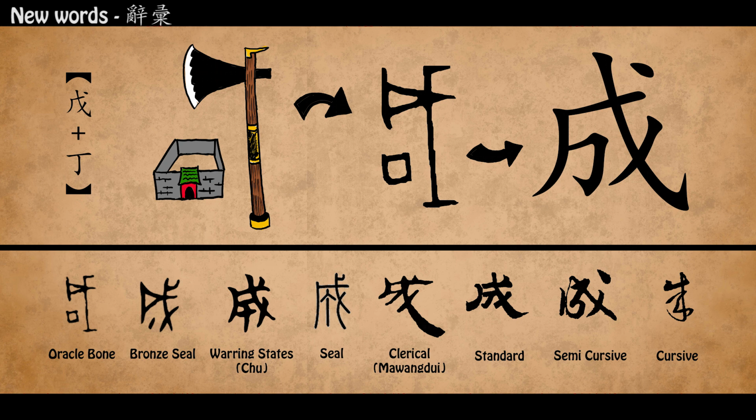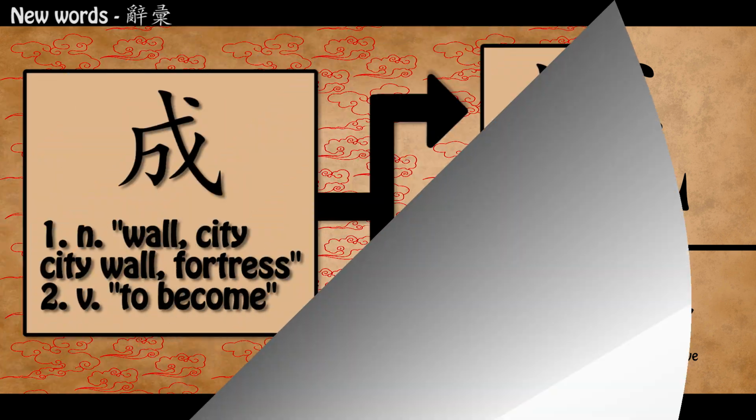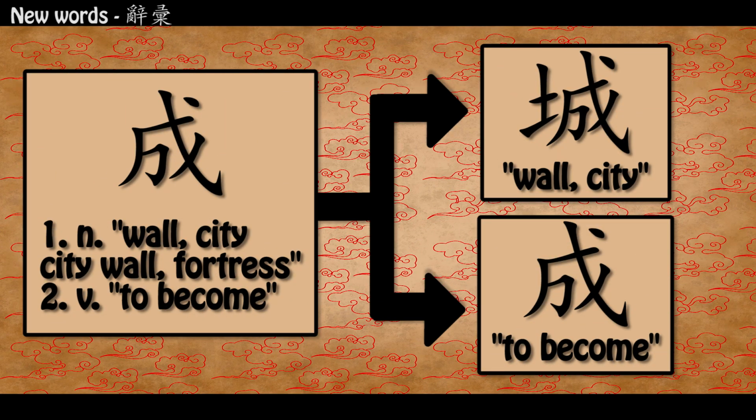In other words, you needed a wall and the weapons to ward said wall with to truly become a borough. Cheng, to become, is thus also the root form of cheng, wall, town wall, fortress, which later on had the earth radical tu tacked onto it to mark it as sundry from cheng, to become.